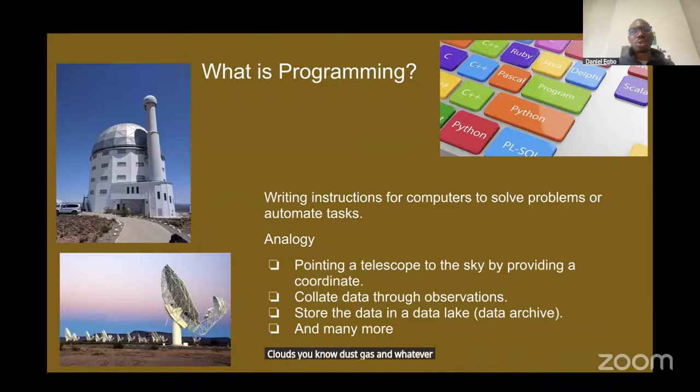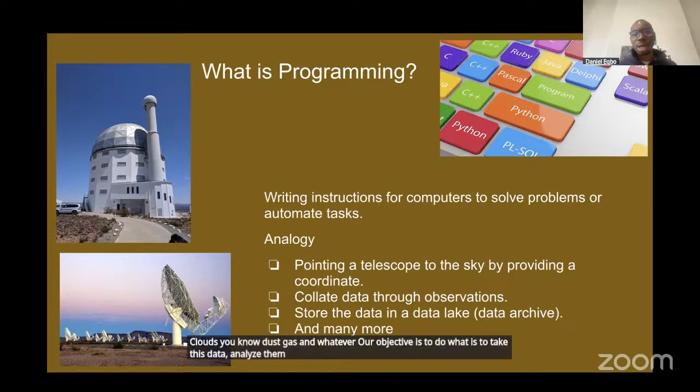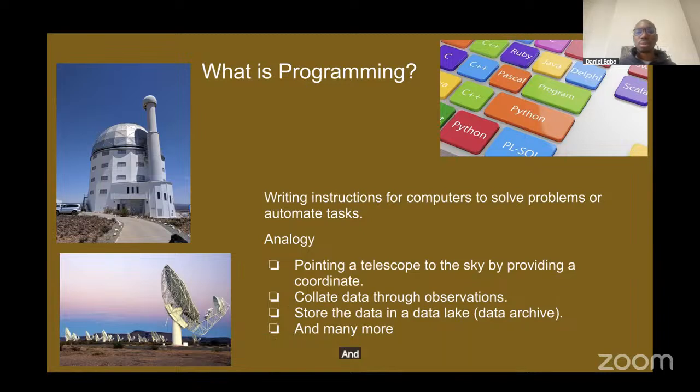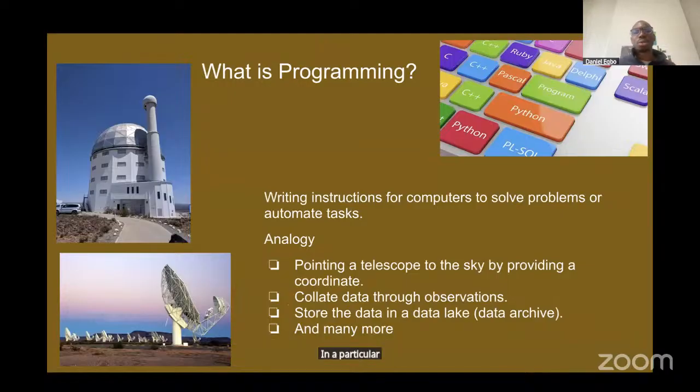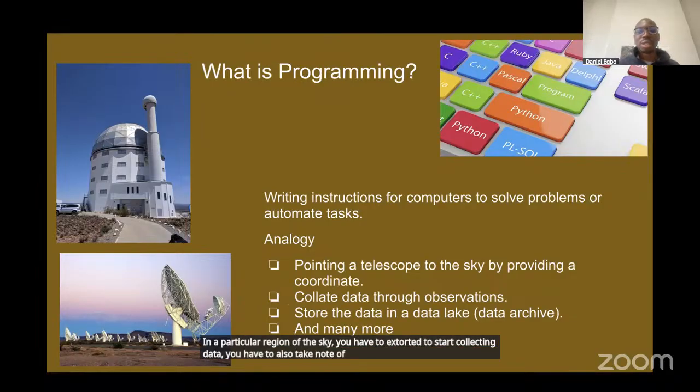Our objective is to do what? Is to take this data, analyze them, and generate insight from them. And how do we do this? It involves a number of things. You have to build a telescope. You have to point the telescope to a particular time in a particular region of the sky. You have to instruct it to start collecting data. You have to also take note of the kind of data it is collecting and pull them into a database or into an archive. And many other things.